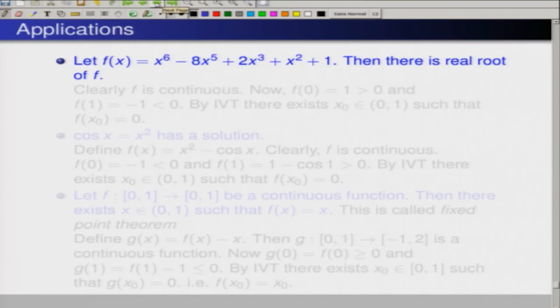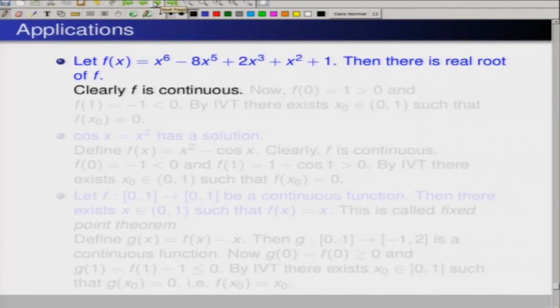Now, let us see some beautiful application of this theorem. Now, let us look at the polynomial x to the power 6 minus 8 x to the power 5 plus 2 x cube plus x square plus 1. Now, do we know whether it has a real root or not? Given a polynomial, we do not know. I mean, we will see that of course, every odd degree polynomial is going to have a real root, but this is again an application of this theorem, as we will see.